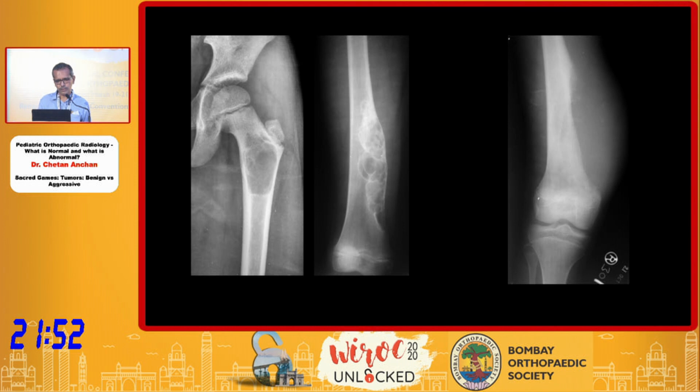So here we have examples of the geographic pattern of bone destruction, that is simple bone cyst and non-ossifying fibroma, and on the right or left? Right side. Right side, it is a Ewing sarcoma of the distal femur.